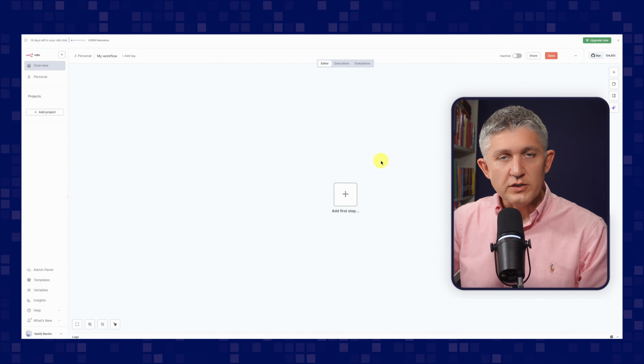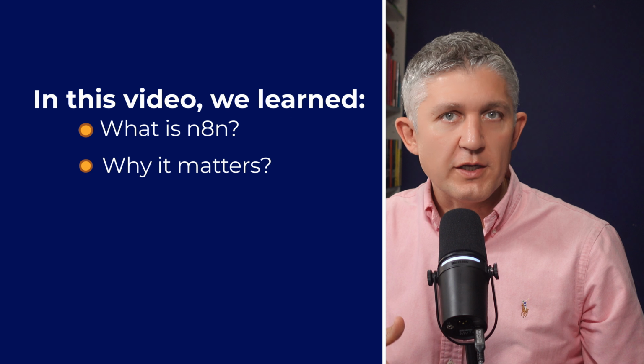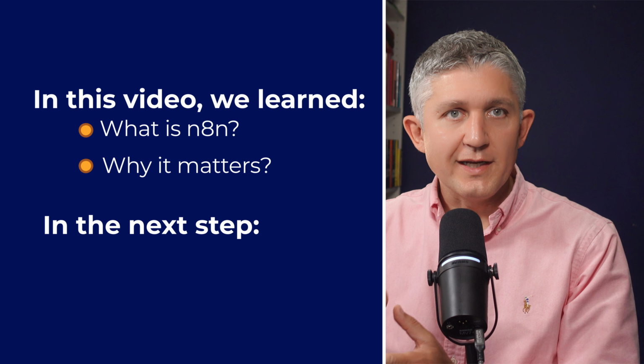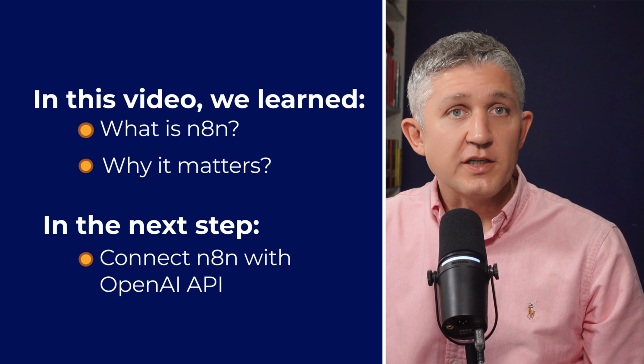So this is the screen that you need to see, and this is going to be your starting point in the next episode. Today, we covered what n8n is, why it matters, and in the next episode, we will connect n8n to OpenAI. We will get API keys so your agent can start thinking.